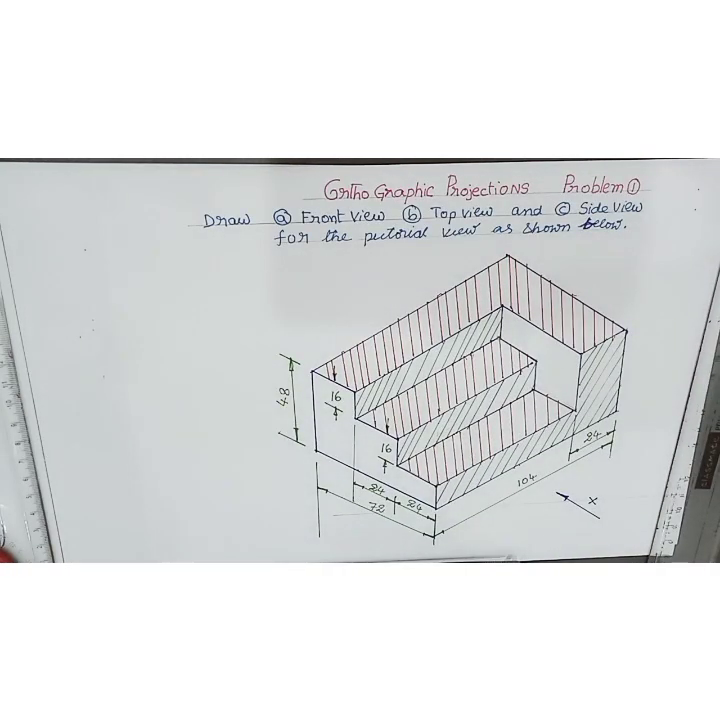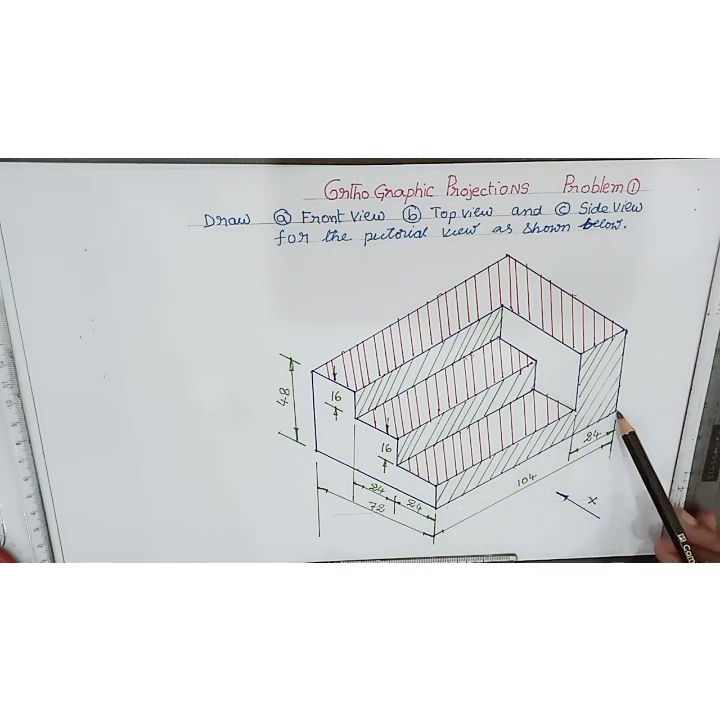Now we will see the conversion of pictorial views into orthographic projections. This is the given problem. In this problem, if you observe, the direction of the arrow indicates the front view. That means this is the length, this one is the height and this one is the breadth.